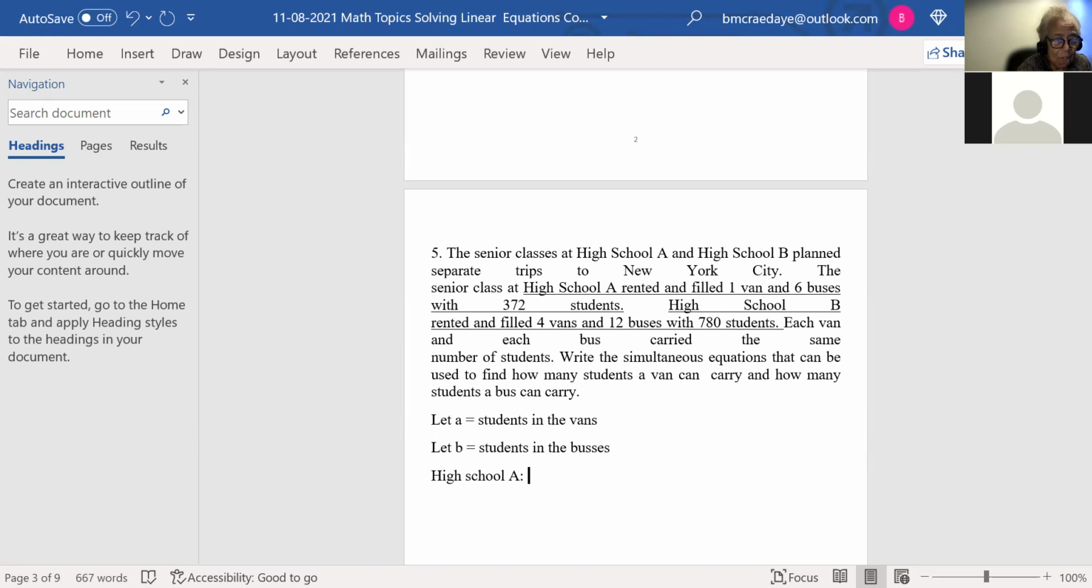High school A. Let's start with the van. How many vans did high school A have? High school A had one van. So that would be one van times the number of students in the van, which would be A, right? Plus, and how many buses? 6. So it would be 6 times the number of students in the buses, which would be B, right? And what does that add up to? 372. That's right. That's equal to 372.